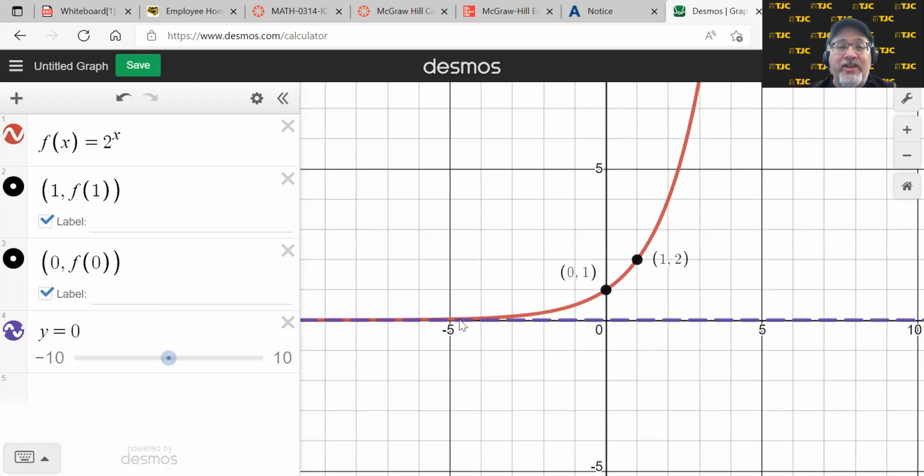The graph is strictly increasing from left to right. It's got a y-intercept at 0, 1. The base point is at 1, 2, because the base of this function is 2, as you can see over here. There's an asymptote on the left half.